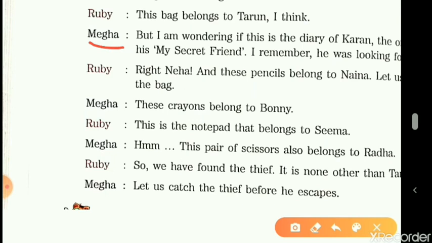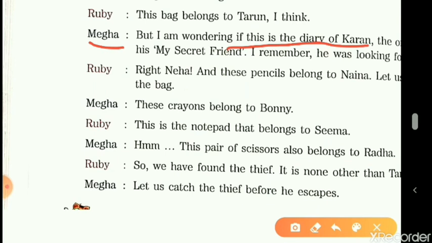But I am wondering that if this is the diary of Karan, the one he calls my secret friend, I remember he was looking for it. So now students, we need to keep in mind where we have to use the sign of apostrophe. This is the diary of Karan. Whose diary? Karan's diary. Like in the earlier sentence, we had used whose bag? Tarun's bag. The same way, we'll be rewriting this sentence using the sign of apostrophe.